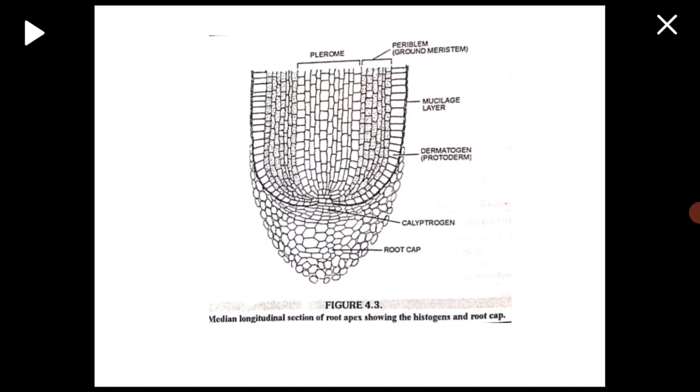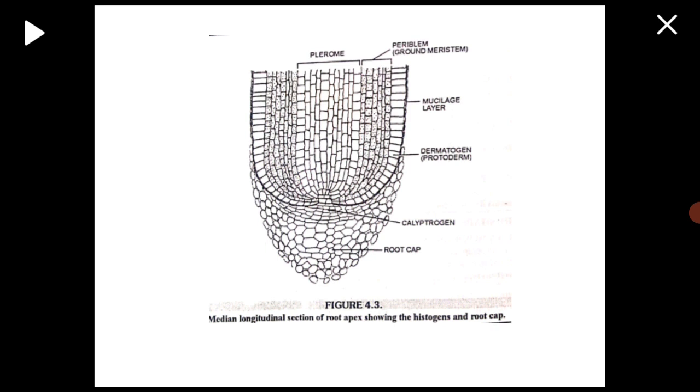Next, we will study about the various theories regarding the organization of root apical meristem. One is the apical cell theory. Students, we have studied apical cell theory in case of the stem, similar in the root.